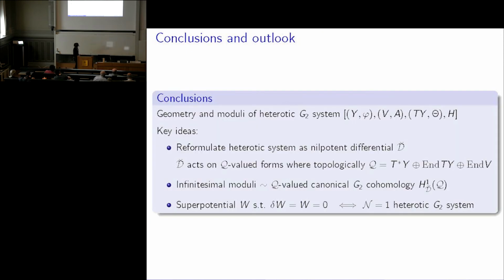So this brings me to the conclusions. What I've tried to convey today is that we can use the heterotic string compactification as a way of understanding the geometry and moduli of certain 7-dimensional manifolds with G2 structure. And what I've done is to reformulate such heterotic compactifications in terms of a nilpotent differential. And I've shown that if I do that, then I can describe the infinitesimal deformations of the system in terms of certain cohomologies. And there is also a way of describing this in terms of a superpotential which captures the same information.